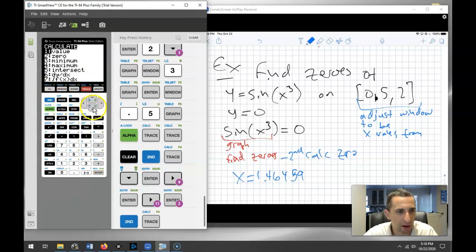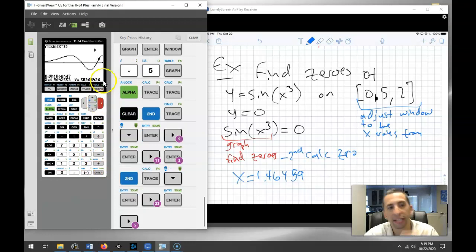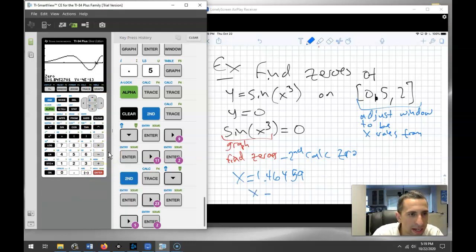So I'll go second calc 0 again. I'll just scroll over here. Again, I just need to go one point to the left of it. So there I'm on the left. I'll hit enter. And then I'm going to go one point to the right of it. That's the right bound. So once to the left, once to the right. I'll hit enter again. And my magic calculator will give me the 0 right in the middle. X equals 1.84527. Okay, so those are all the skills you're going to need for this class.